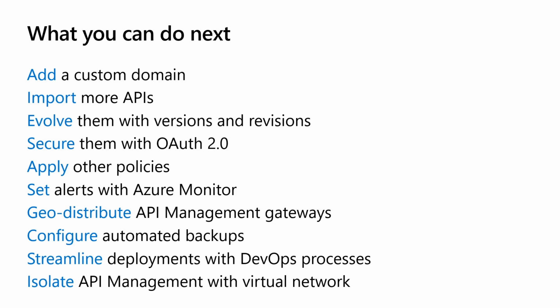API management is an established service serving hundreds of billions of API calls every month. These actions are the most common actions and the best practices that tens of thousands of our customers follow. As a next step, you can add a custom domain to your API management service, and you can import more APIs to better leverage the capabilities of API management. As your APIs evolve, you may want to introduce new versions and revisions to properly manage them throughout their lifecycle.